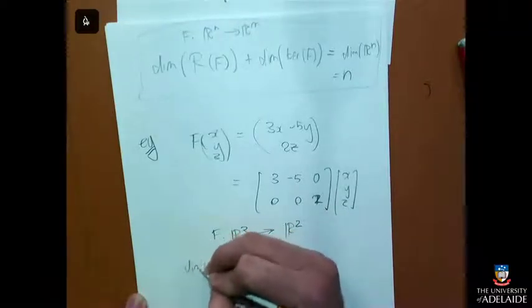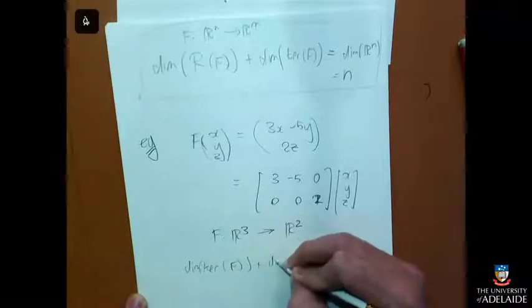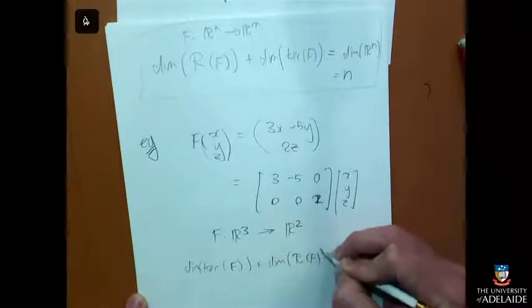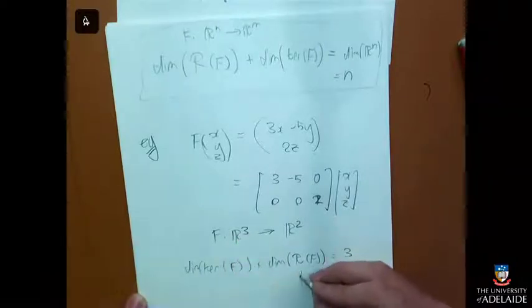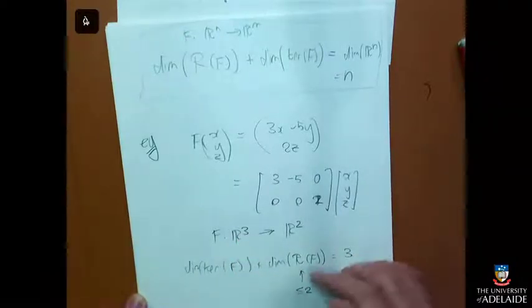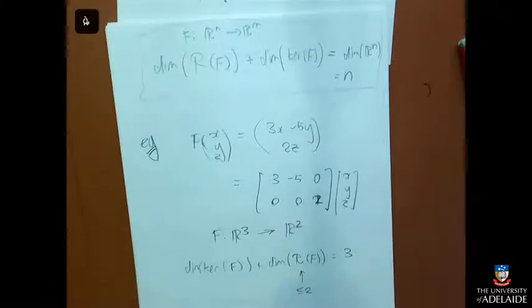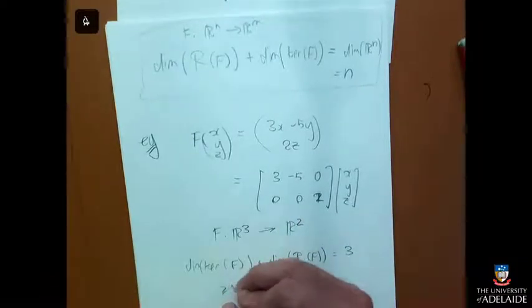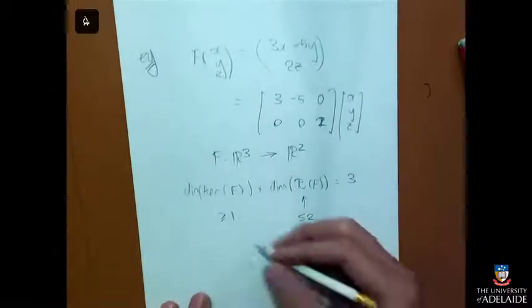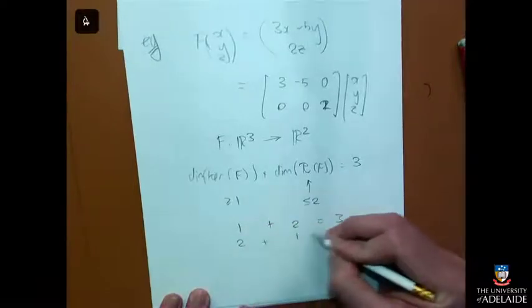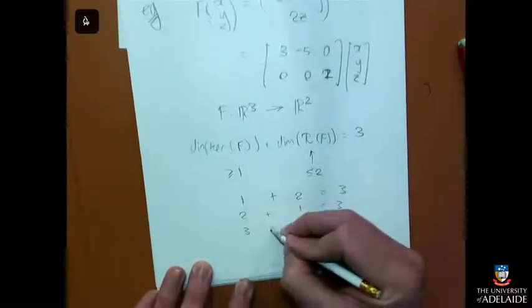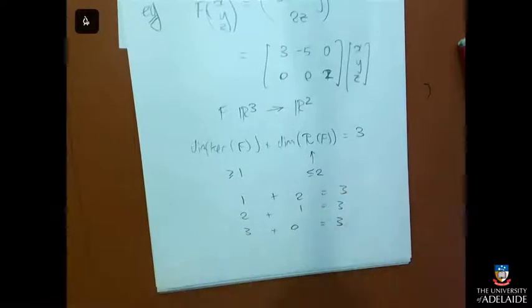I know the dimension of the kernel plus the dimension of the range is 3, because it came from 3. And I know that this one here can't be any bigger than 2, because it's in R2. That's the biggest it can fit, which means this one has to be at least 1. The options I have are that 1 plus 2 is 3, 2 plus 1 is 3, or 3 plus 0 is 3. They're the only options I have that fit with what I've got. They all have to be whole numbers.